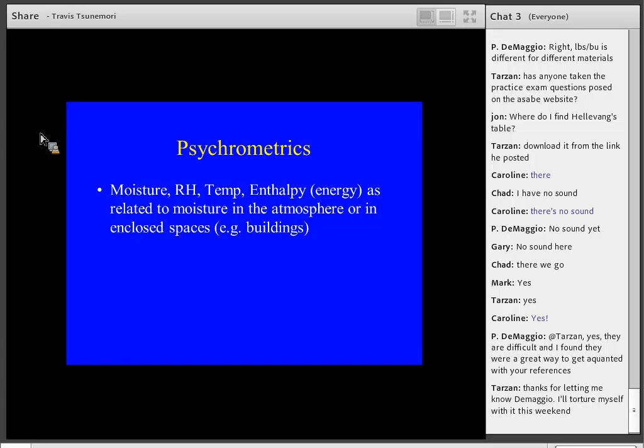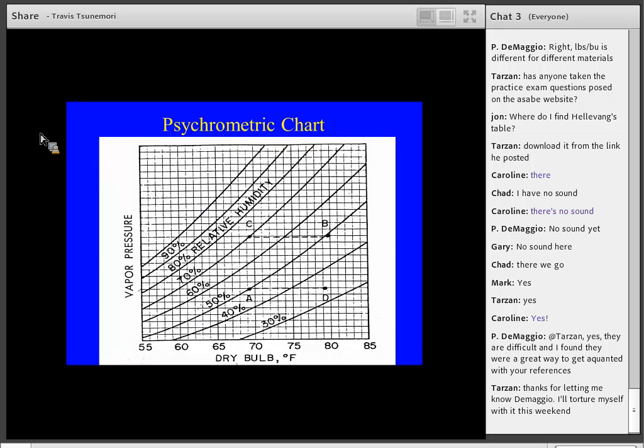It could also be in enclosed spaces with agricultural material or food products. So how are you closing things in? A lot of times it will have to do with conditions in a greenhouse, conditions in a barn, conditions in some other enclosed space or building. So here's a very simple psychrometric chart. And what we have across the bottom is the standard temperature, dry bulb temperature. So this is sort of just normal temperature, in this case in degrees Fahrenheit, and then vapor pressure.